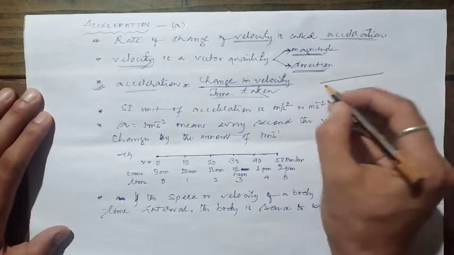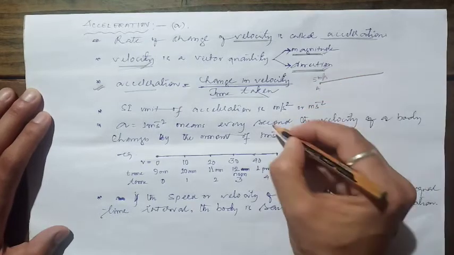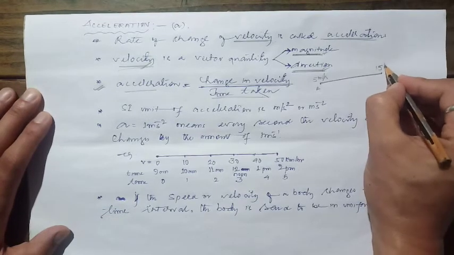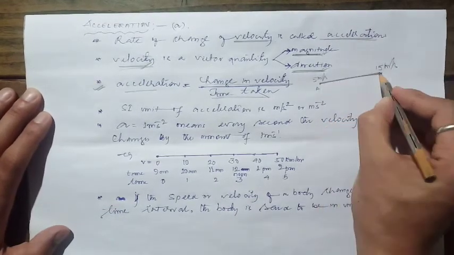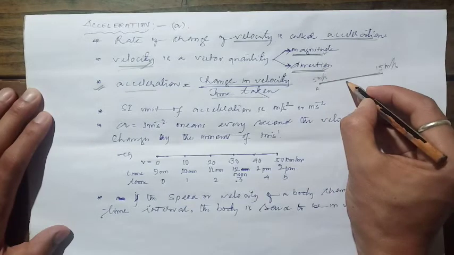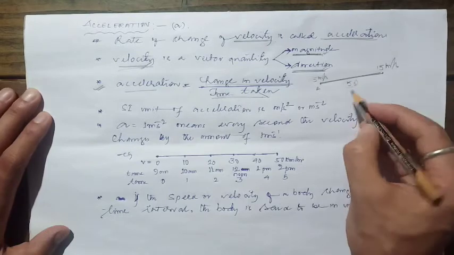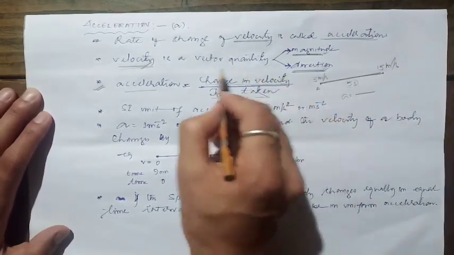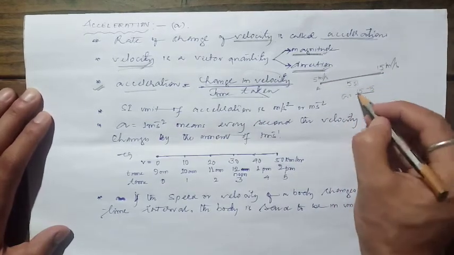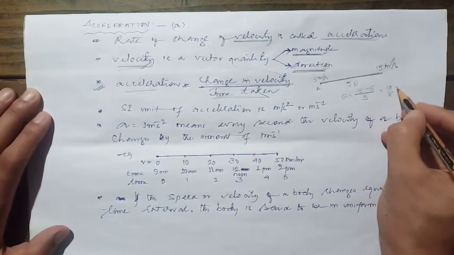Suppose I have an example. Let's say initially at this point the velocity of the car is 5 meters per second. After some time, the car is at this point and the speed has changed to 15 meters per second. Because the car's speed has changed, the car is accelerating. Let's say this change took 5 seconds. So how much is the acceleration? According to this definition, the change in velocity is 15 minus 5, that's 10. A change of 10 took 5 seconds, so 10 divided by 5 means acceleration will be 2.